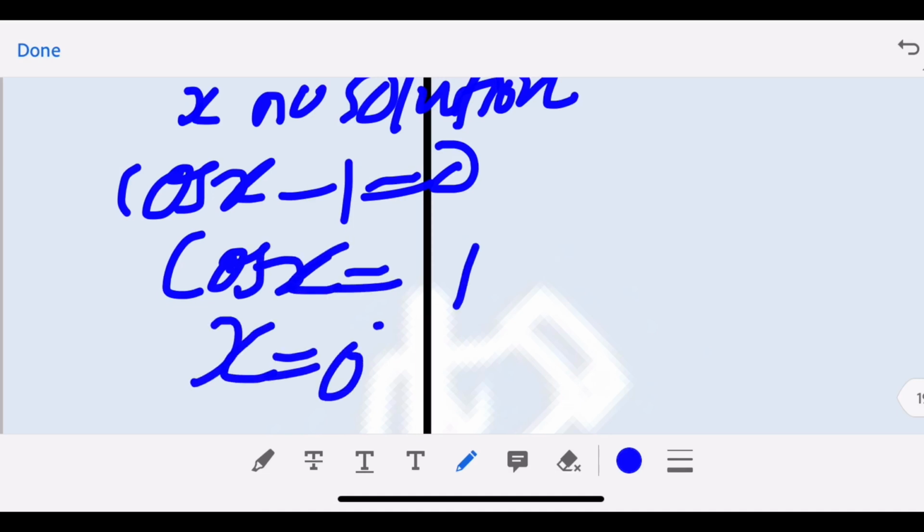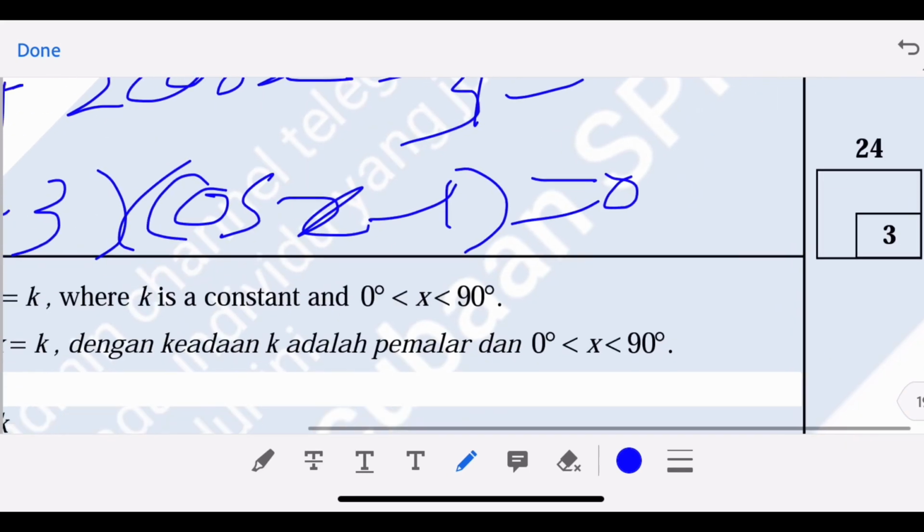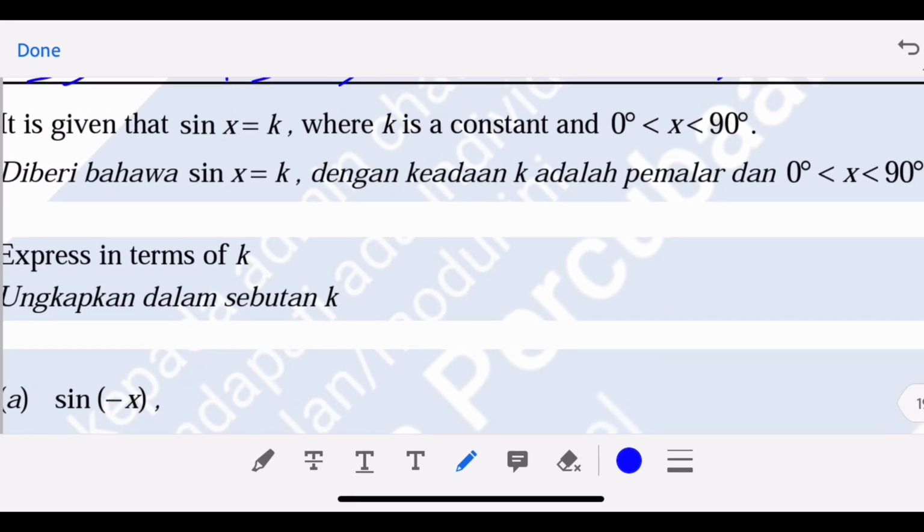So the x will be 0 and 360 degrees, or 0 and 2 pi, for the range of the value of x. Right, so it's 0 and 360 degrees.